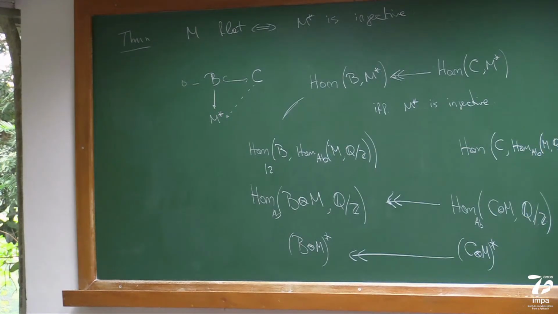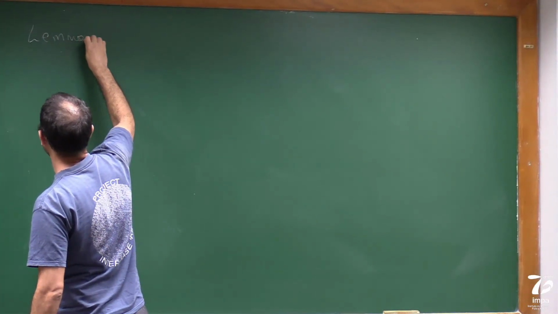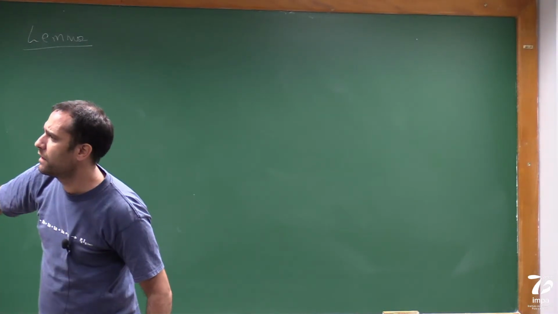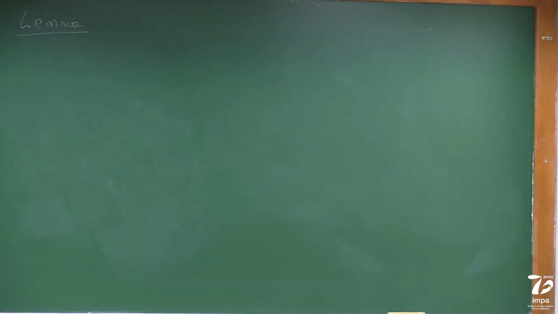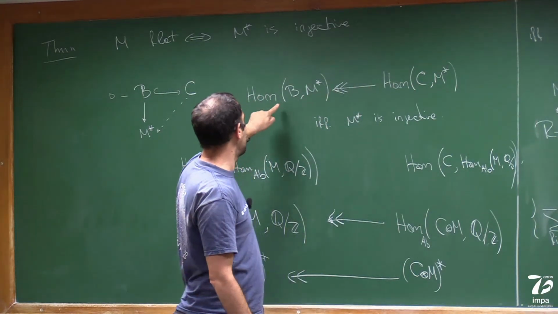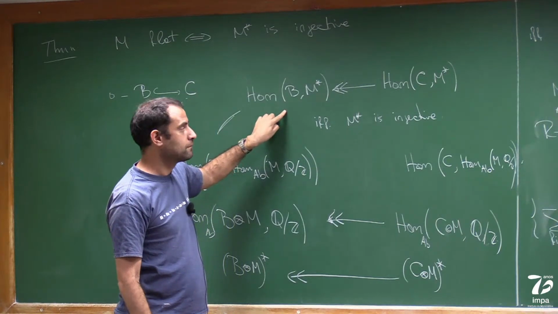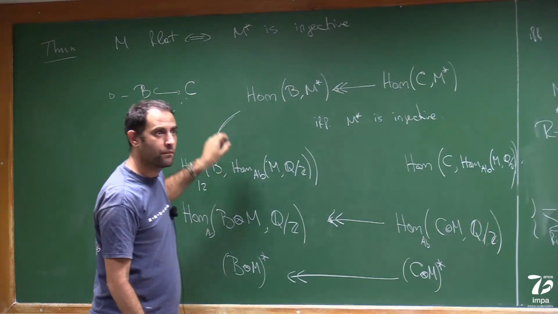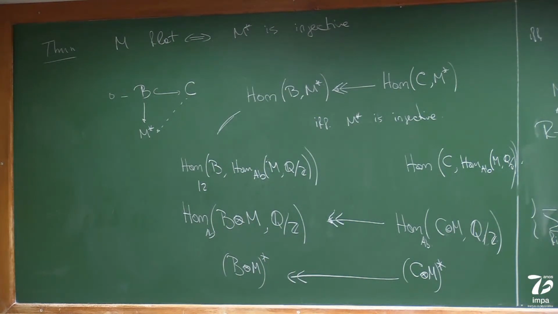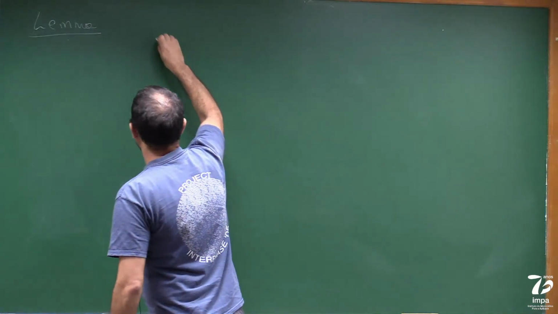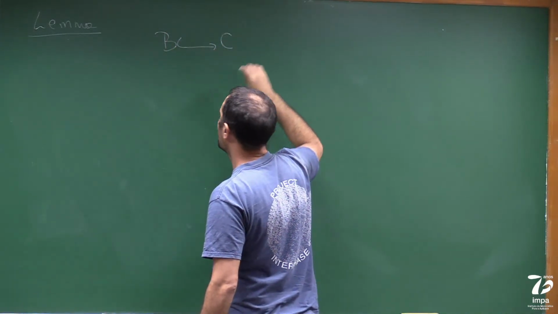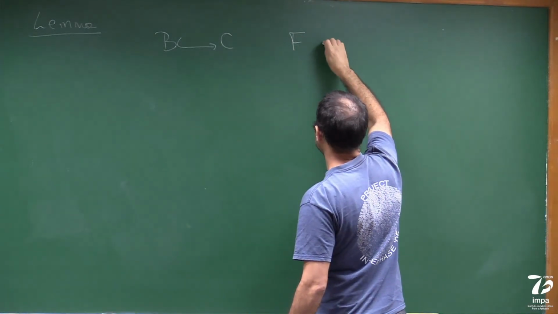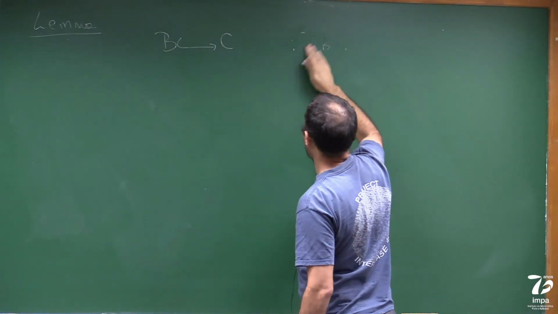And for that, I need a lemma. So again, I think I have it there, and I don't want to change names. So I have there a definition of what it means to be injective. So here's the definition of M star being injective. It means that these Homs are surjective for every injection of B to C. So again, for every injection from B to C, I is injective.